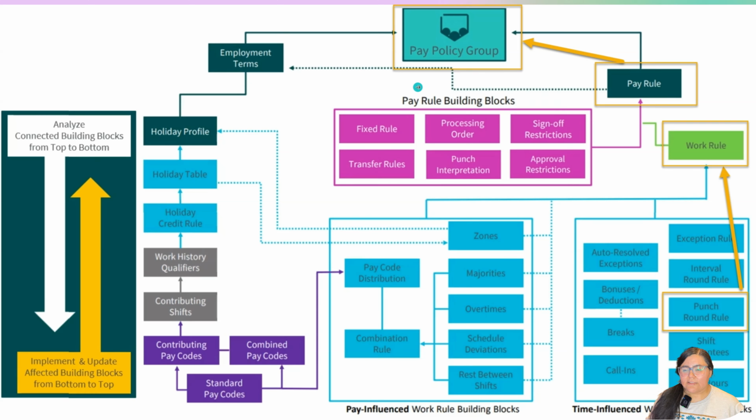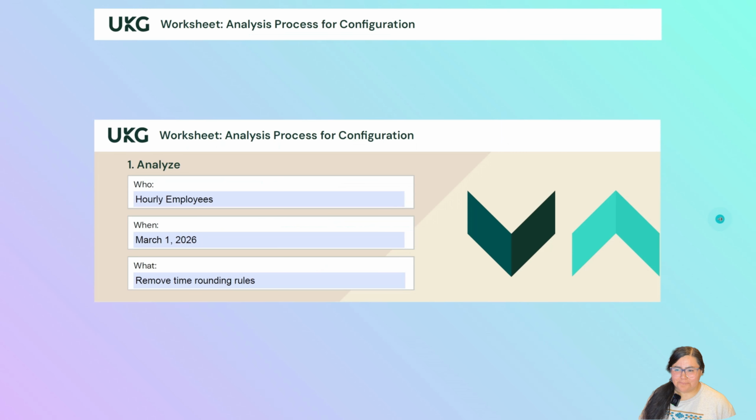So quickly looking at this, I could already tell where time punch round rules was. It was under this area, connected to a work rule, and then connected to a pay rule, and then connected to a pay policy group. Now that's a lot if you're not familiar with this, but don't worry, I'm going to walk you step by step on what we did.